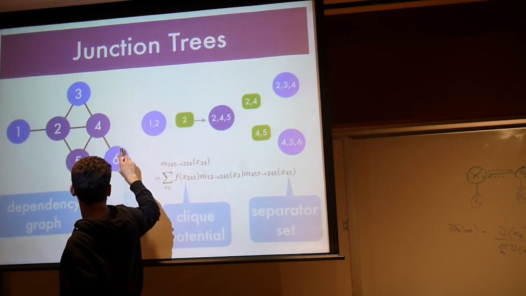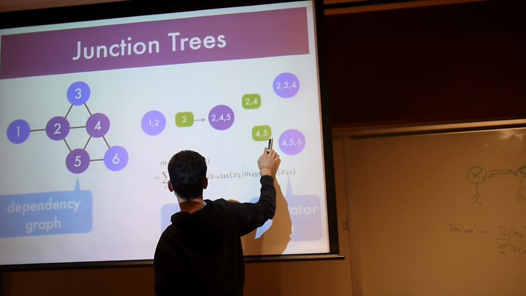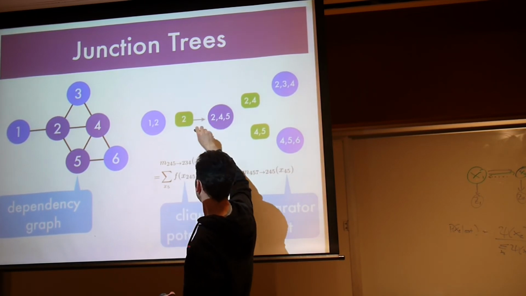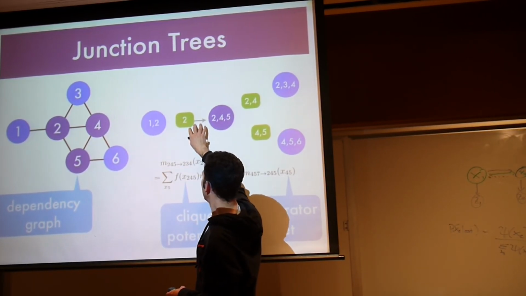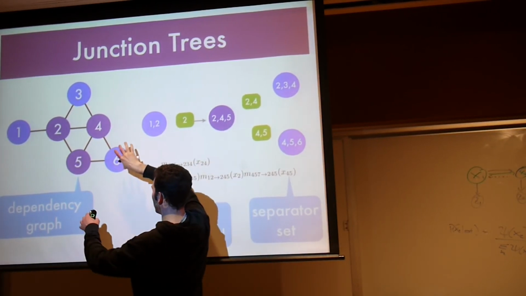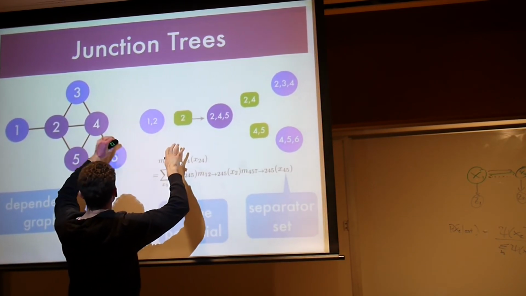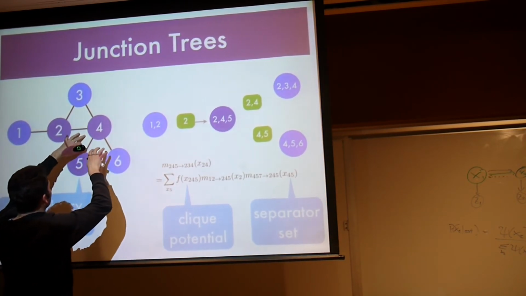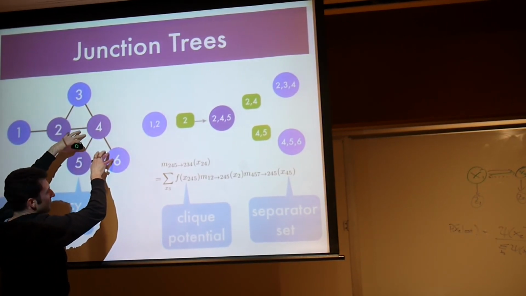And so I can again draw a tree. I'm connecting 2 of those cliques whenever they share something in common. In this case, here is the 2 that's in common between this clique and that clique. There's the set 2 and 4 that's in common between this and that one. And the set 4 and 5 that's in common between those 2 cliques.